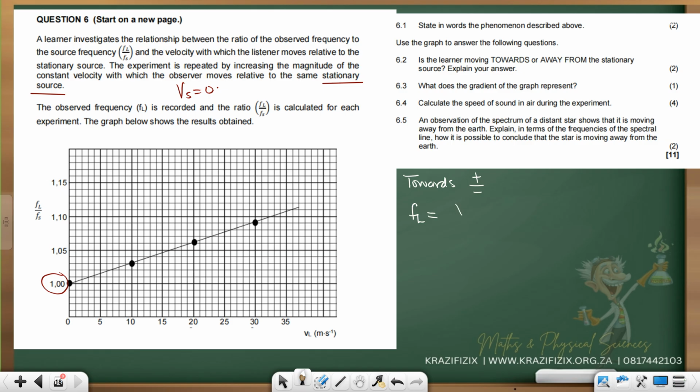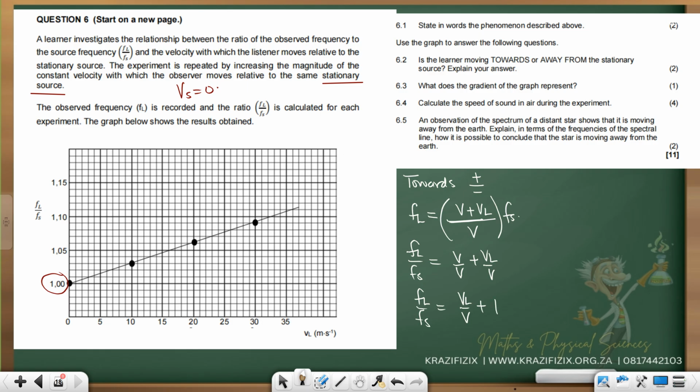So it's going to be V. Remember, it's V plus VL. This is why I just like to remove that. Are you seeing that? Divide FL over Fs, split that: V over V plus VL over V. FL over Fs is VL over V plus 1.